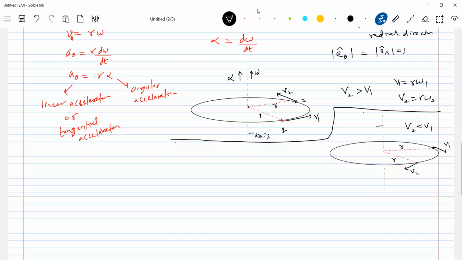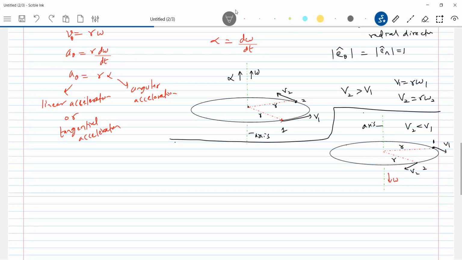Now this is the axis. What about the omega? As we know already, omega will be directed like this. Curl the fingers from position 1 to position 2, like this. Curl it clockwise, then the thumb will point into the plane of the notebook. So this will be omega. This is omega. What about alpha?